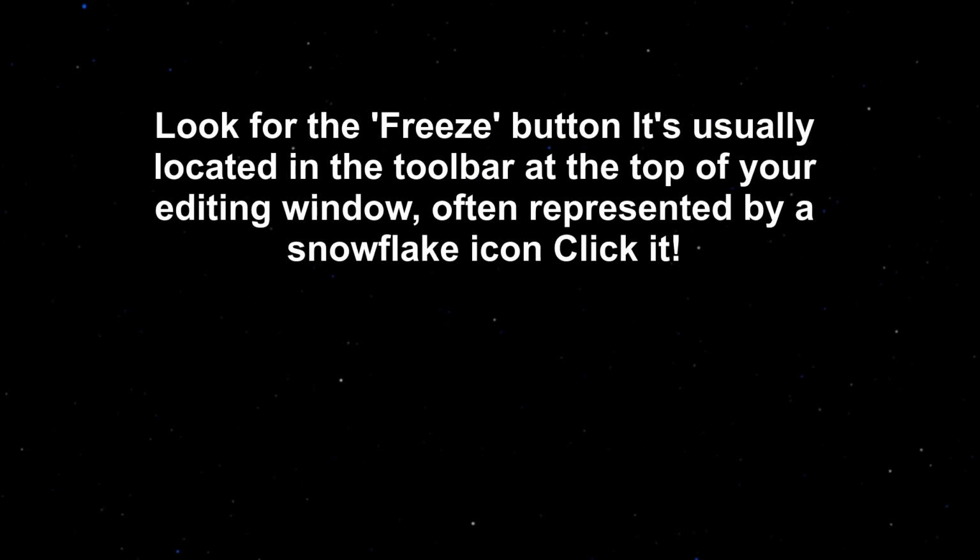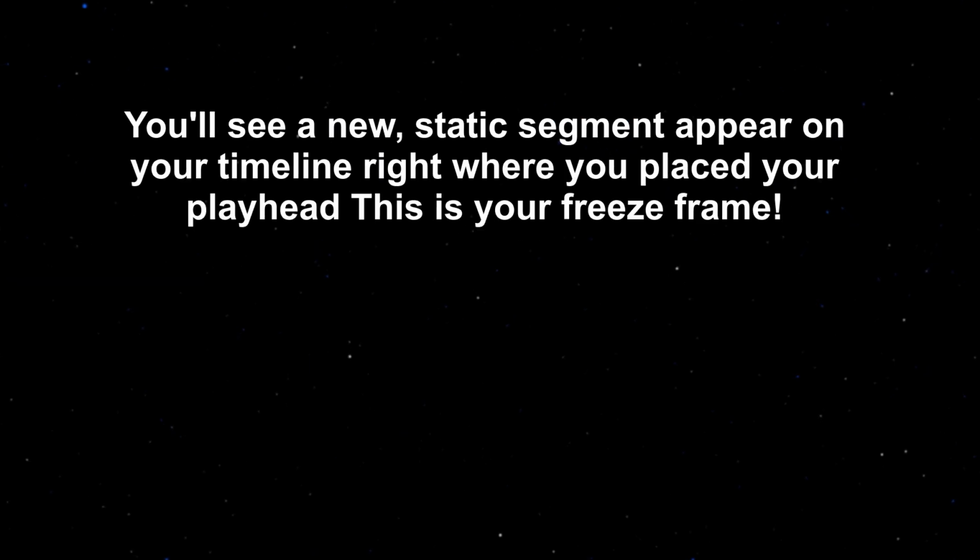Look for the Freeze button. It's usually located in the toolbar at the top of your editing window, often represented by a snowflake icon. Click it. You'll see a new, static segment appear on your timeline right where you placed your Playhead. This is your freeze frame.